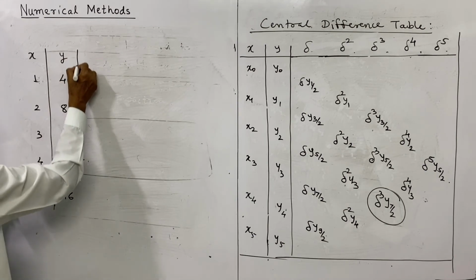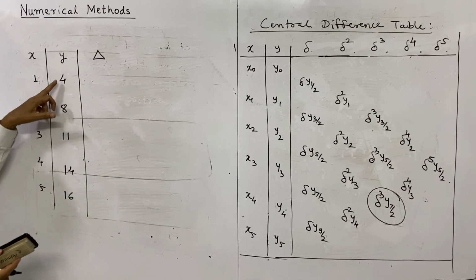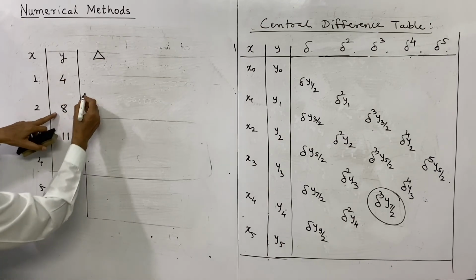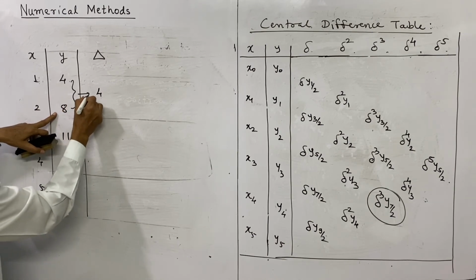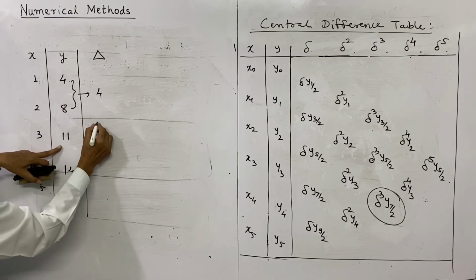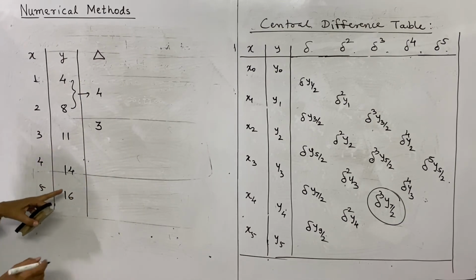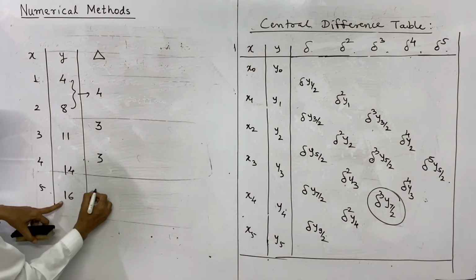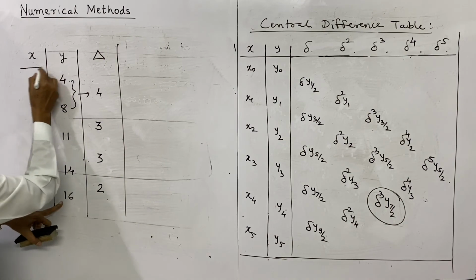So what will be the first difference? Delta will be y, this is y0, this is y1. That delta value will be 8 minus 4, which can be written here, 4, difference of these two. And 11 minus 8, that is 3, that is first differences, forward differences. 14 minus 11, that is 3, and 16 minus 14 is 2. So this is the first difference, delta.